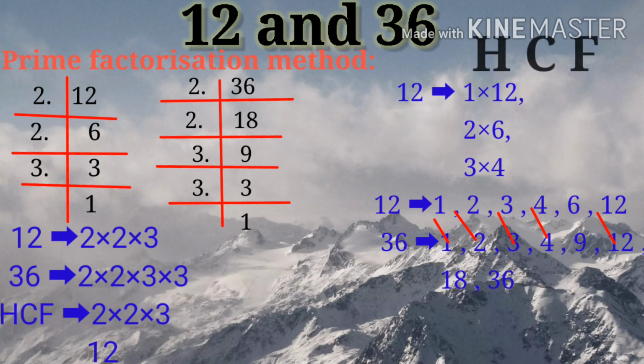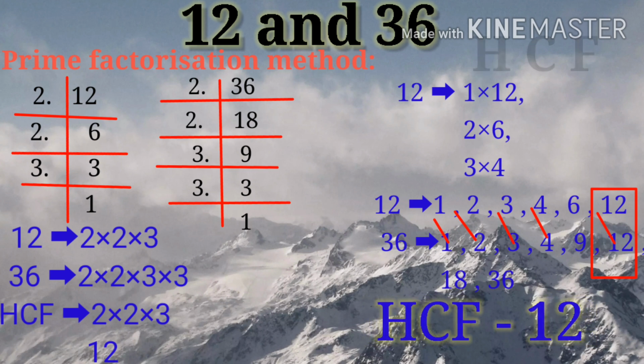The next term is H. H means highest common factor. Now see, students, among all the common numbers, which number is the highest one? 12 is the highest. Yes, so 12 is the highest number, you can say your highest common factor. So the HCF of 12 and 36 is 12. So this is the shortcut only. Whichever is the highest common number, that will be the HCF of the given numbers.